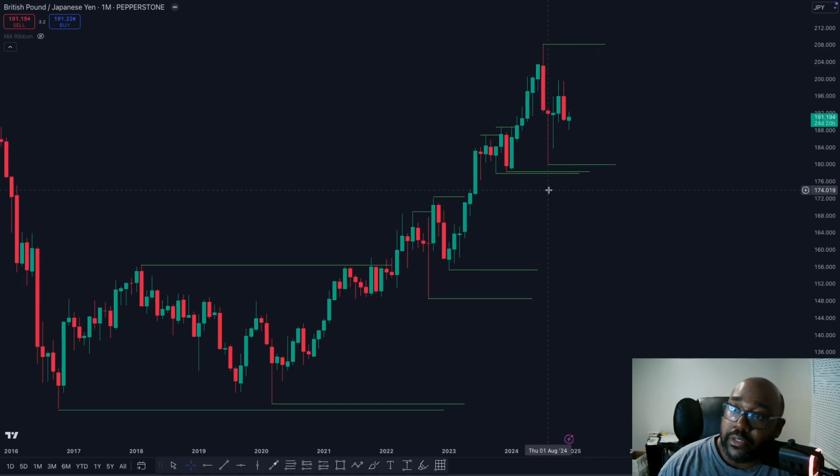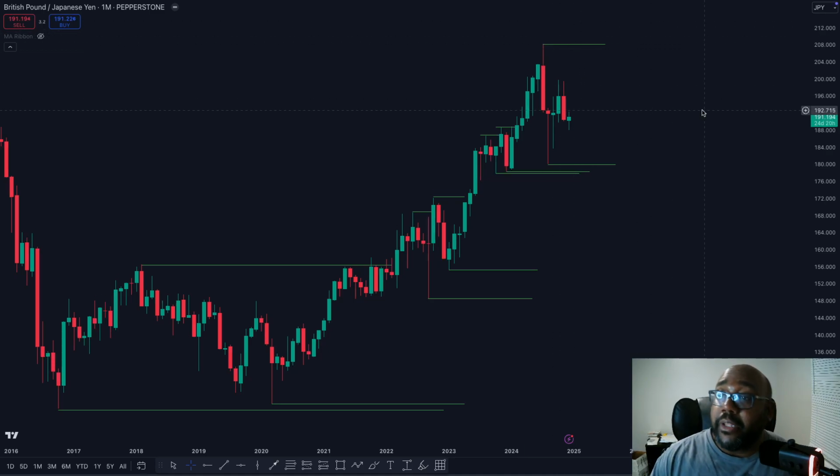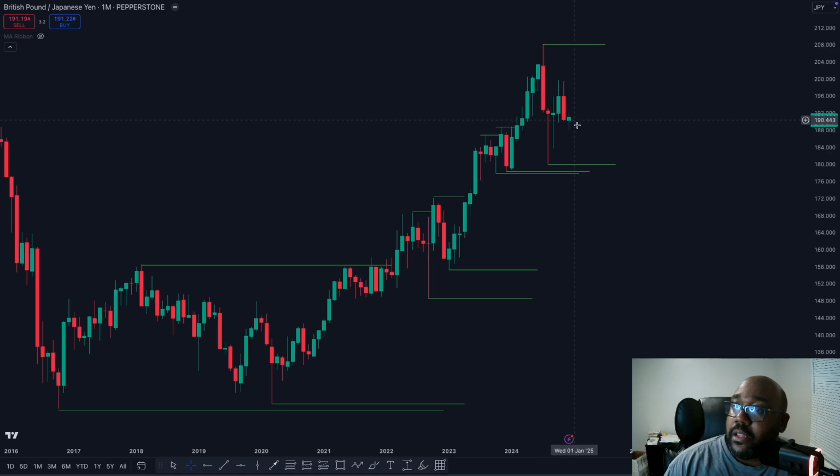And as you can see on this 6th swing, it came up and it failed to take out that high. So something to be looking out for, that once this is broken, we can be looking to go to the downside. I'm iffy on this area right here. It's too short.